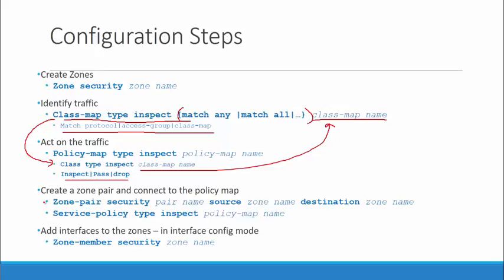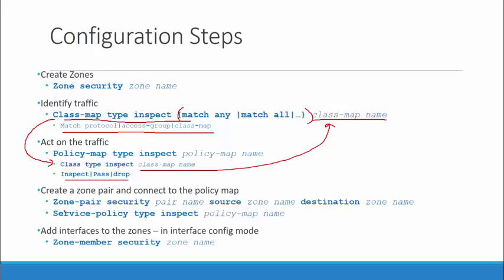Next, I want to create a zone pair and then connect that to the policy map. So remember I said we had to create zones, we had to identify the traffic, we got to do something with the traffic. What are we going to do? And then that's the policy we create. We have to apply that policy to the traffic flow. The traffic flow is the zone pair.